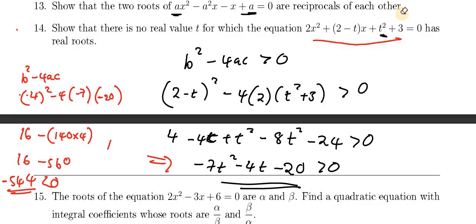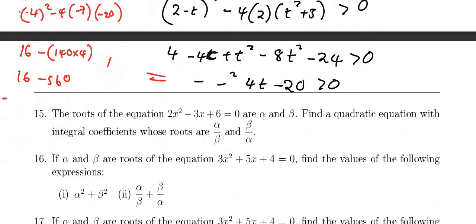So that answers your number 14. The reason is that we're getting a negative 544, which is less than 0. So there is no value for t for which this thing will have real solutions. Yeah, so that answers your number 14. Now we're going to number 15.